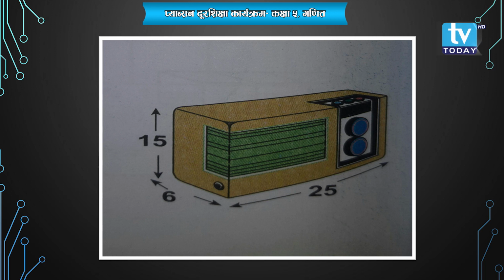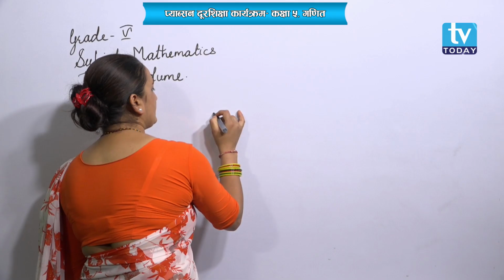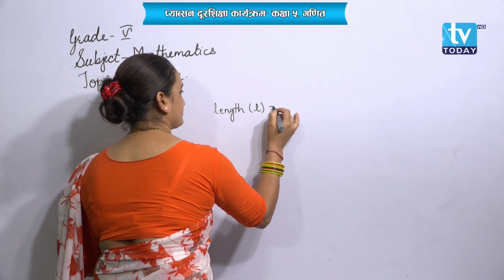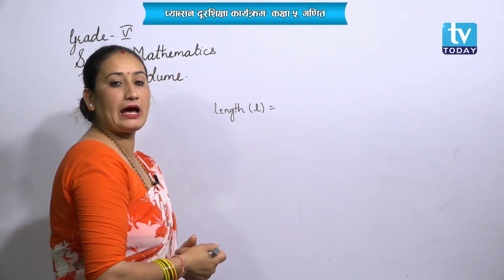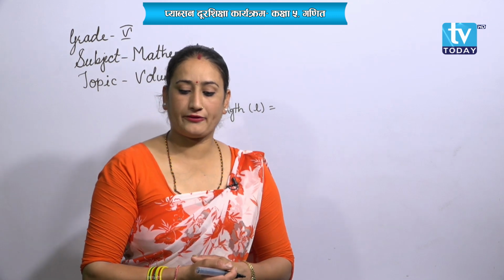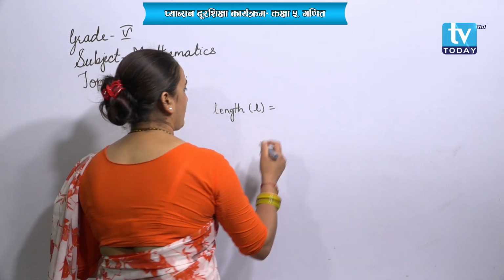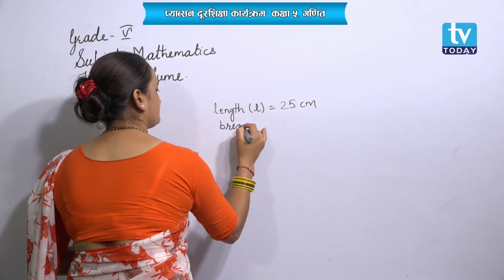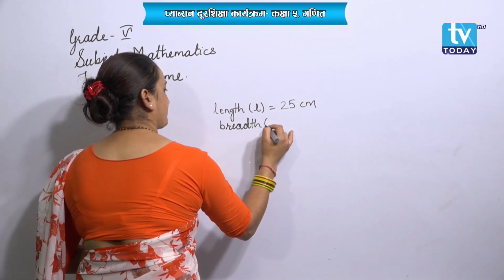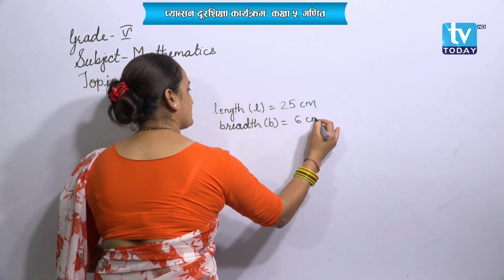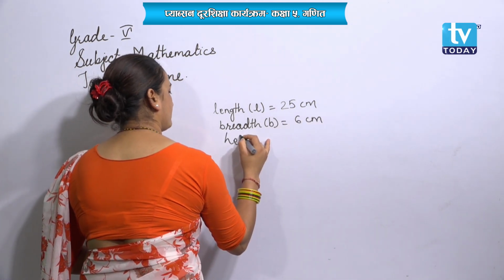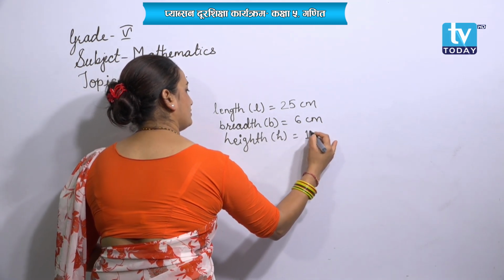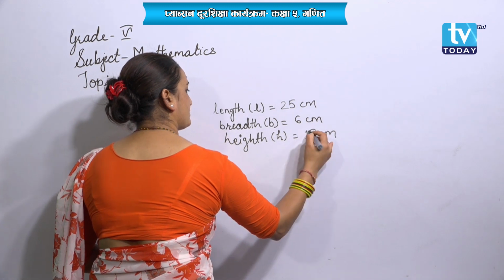Okay, now suppose in radio, length is given. Length is given how much? It's 25 centimeter. Breadth is given 6 centimeter and height is given 15 centimeter.